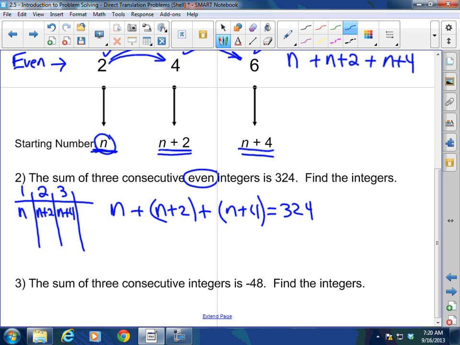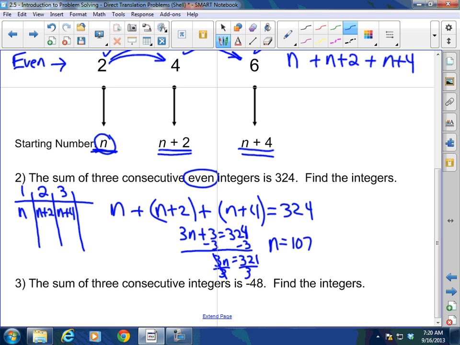Now let's just solve it. n plus n plus n is 3n. 2 plus 1 is 3, equals 321. Subtract 3 to both sides, 324, I'm sorry. 3n equals 321, divided by 3. n equals 107. You're not done. They want you to find the integers.